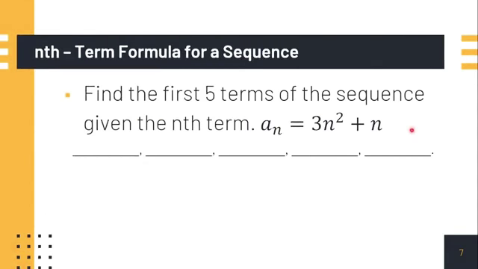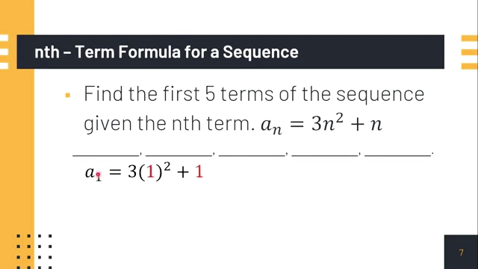Okay. In the previous example, we used a difference table to predict the next term of a sequence. In some cases, we can use a pattern to predict a formula that we call the n-term formula, which generates the terms of a sequence. For example, we have a sub n is equal to 3n squared plus n. Now, we are going to find the first 5 terms given this rule. Okay, so we're going to substitute.